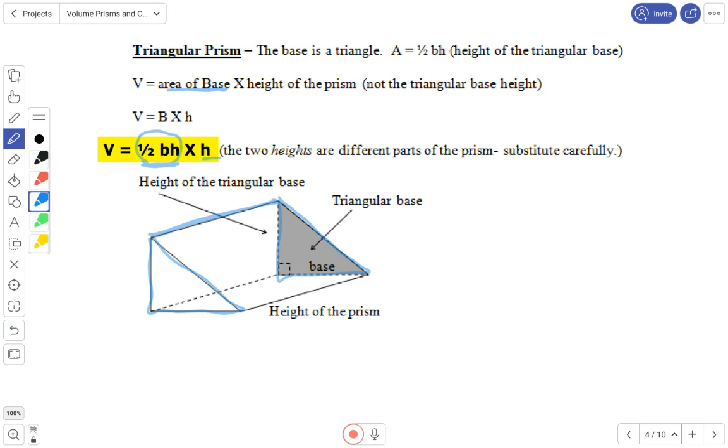The same thing would apply if you had a trapezoidal prism. If you found the area of the base trapezoid and you multiplied it by the height of the shape, you could find the volume of that.